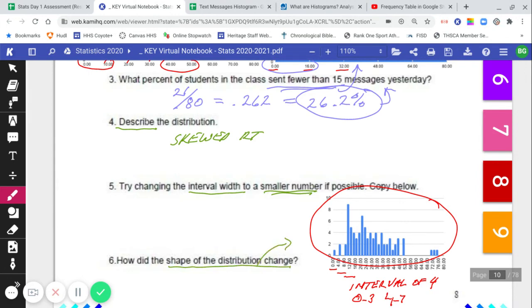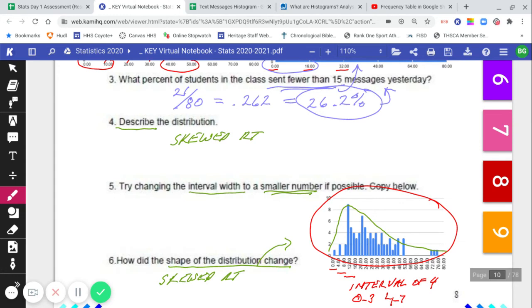And if you look, I'm still going up. I'm not going to hit it perfect, but when you just draw a general shape, we still get skewed to the right. So our interval is not going to drastically change the shape of our graph, but it is going to change the readability.